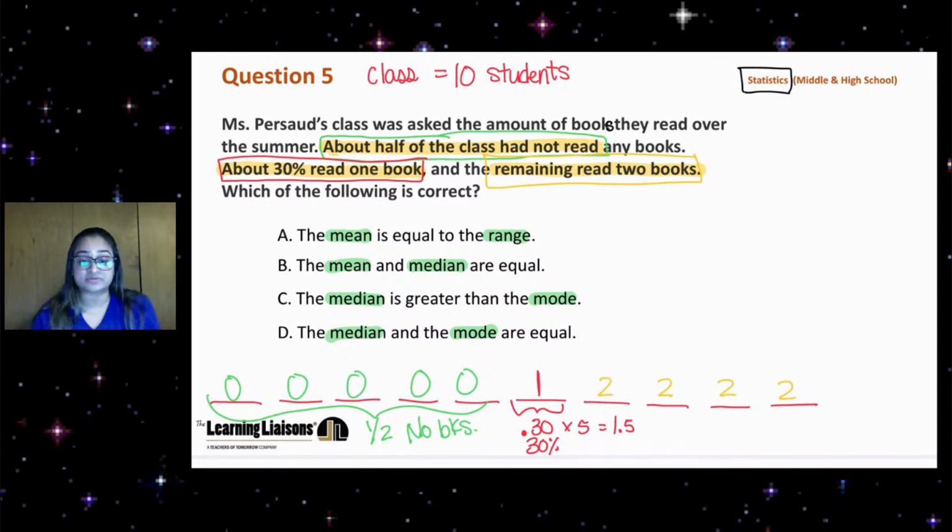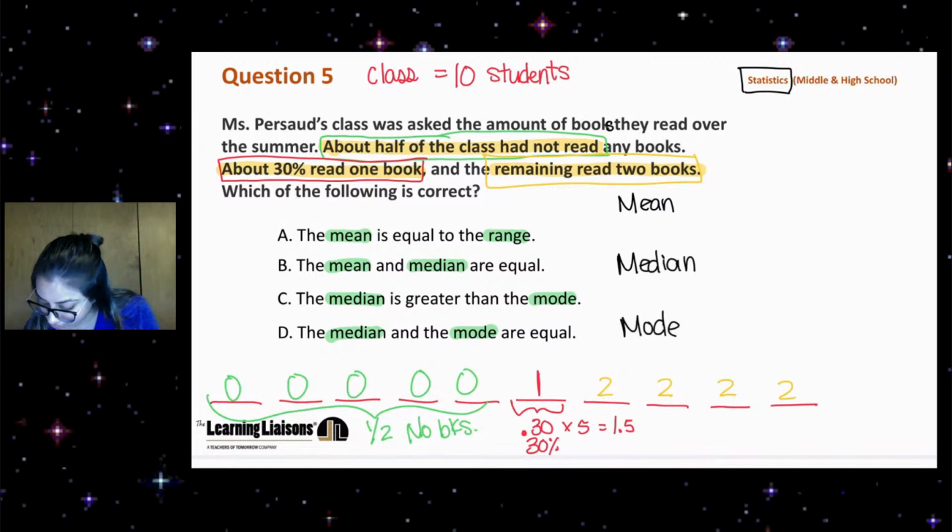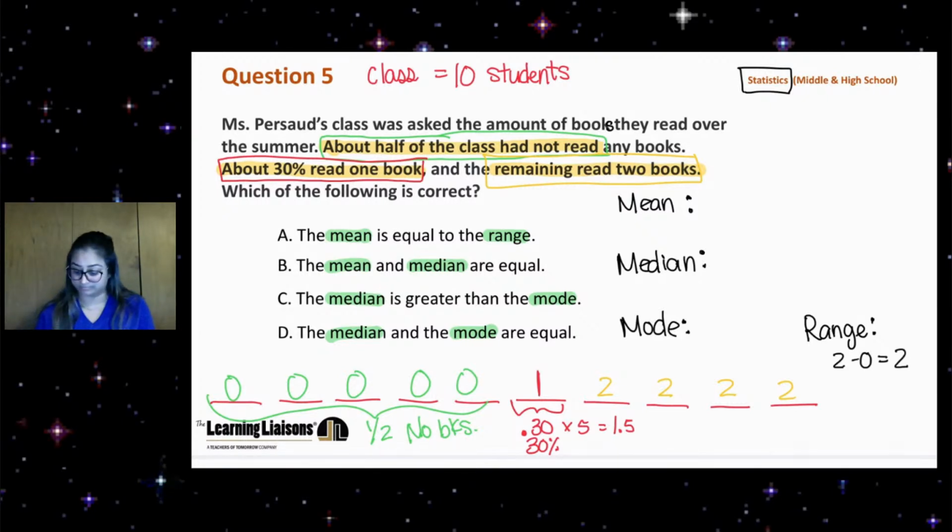So based on this information, now we can use our answer choices to find out what we need. So I need to solve for my mean, my median, my mode, and my range. I'm going to start with the easy stuff first. Okay, so I'm going to do my range. My range is going to be 2 minus 0, which so happens to be 2. It's the largest number subtracted from the smallest number. My mode is the number that I see the most. Well, I see 0 the most.